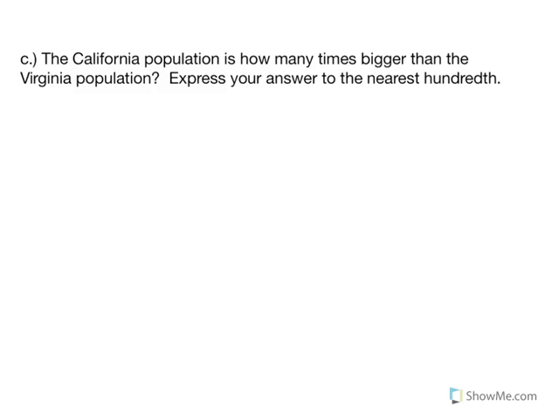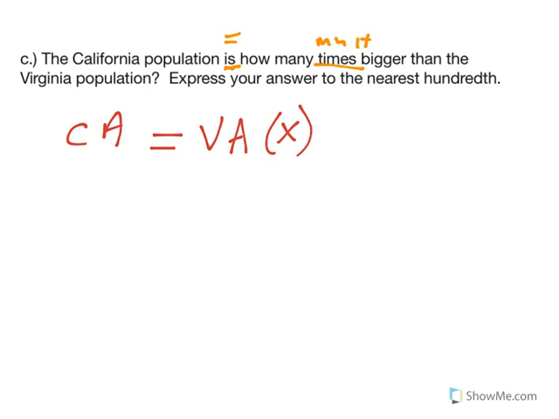And now let's get to Part C, our calculation. The California population is how many times bigger than the Virginia population? Okay, so when you think about this and kind of turning this into words, is means equals, times means multiply. So California is how many times bigger? So Virginia times something, right? X as our unknown. How many times bigger? So you have to take what number, multiply it by Virginia to get California.